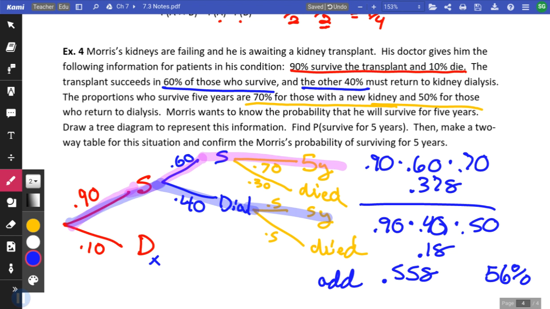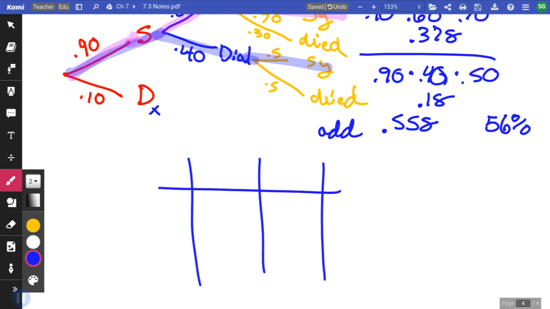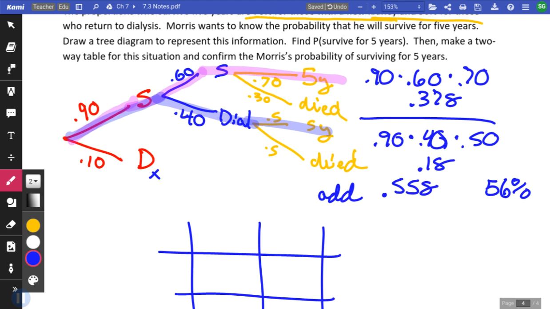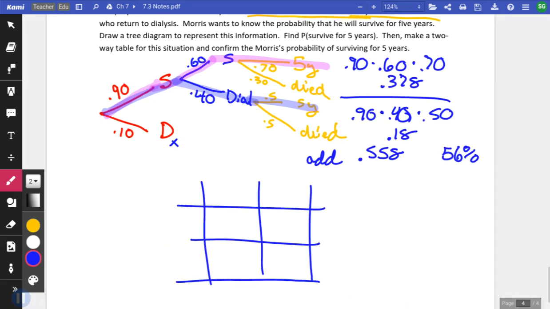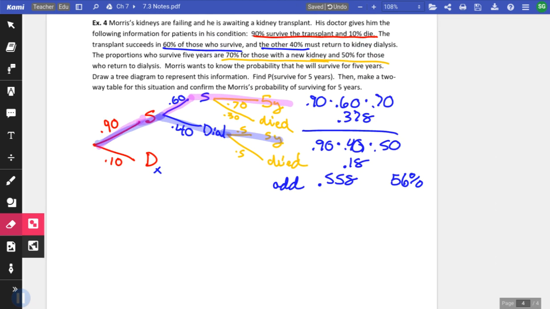Okay, now how do we turn this into a two-way table? We're not going to worry about turning this into a two-way table because there are 3 categories. That would be a 3-way table, and we don't know how to do that.